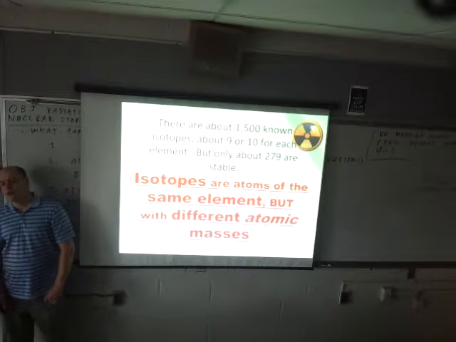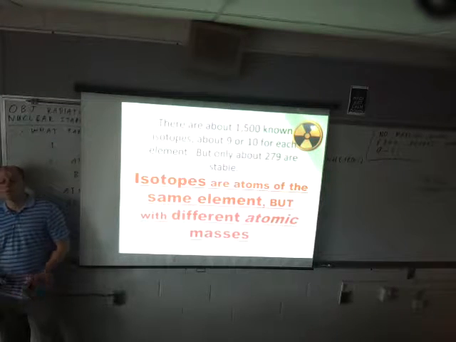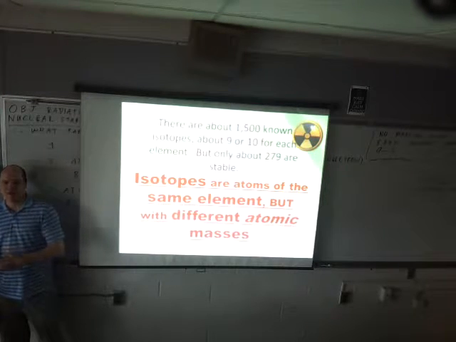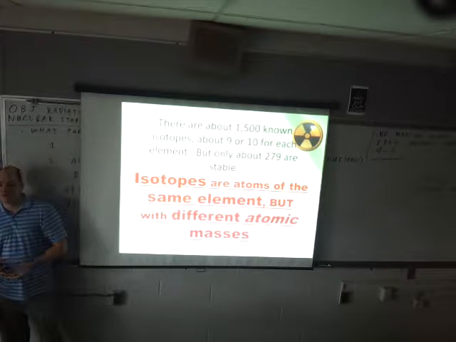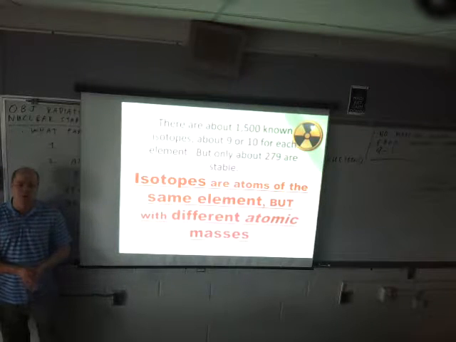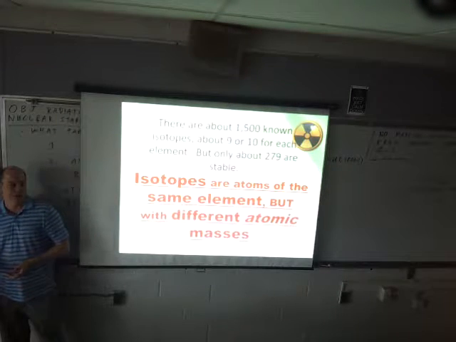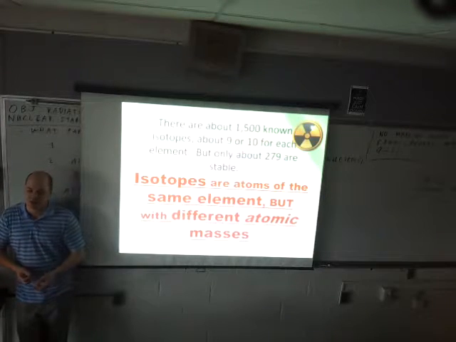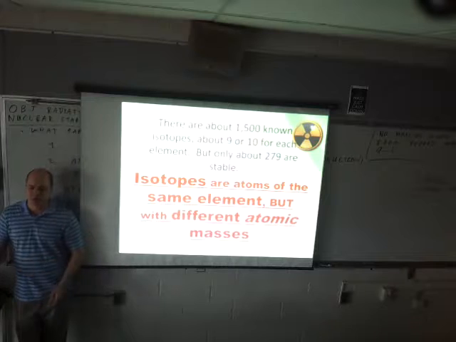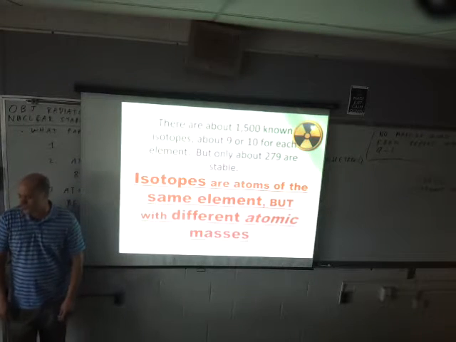Alright, so there are 1,500 known isotopes. Remember, an isotope of the same element is an atom of that element with a different number of neutrons. So you could have a carbon atom with 6 protons and 6 neutrons, or 6 protons and 7 neutrons, or 6 protons and 8 neutrons. So the number of neutrons changes, but the element stays the same. Those are isotopes. So there's about 1,500 known isotopes.